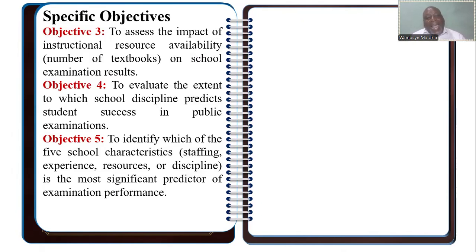And finally, I have combined all the 4 objectives to get the 5th objective, which is to identify which of the school characteristics or school-based factors, that is staffing, experience, resources, and discipline, is the most significant predictor of performance in a school.